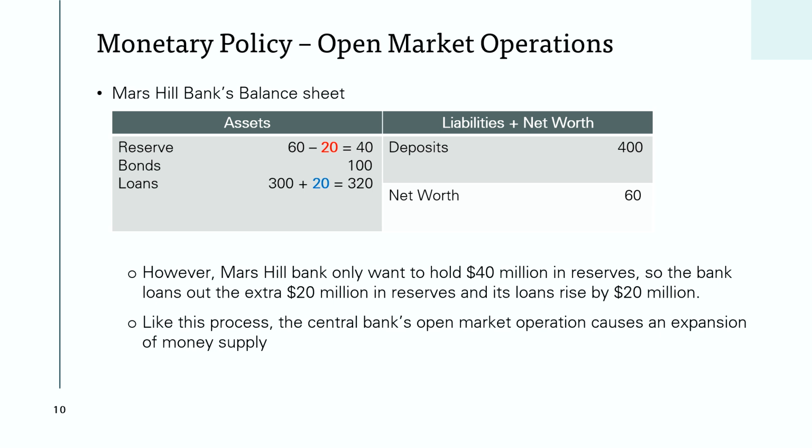As the bank makes this loan, its loan assets rise by $20 million. This demonstrates how open market operations create money. The Fed's purchase increases reserves, which encourages banks to lend more, and the lending process expands the money supply.